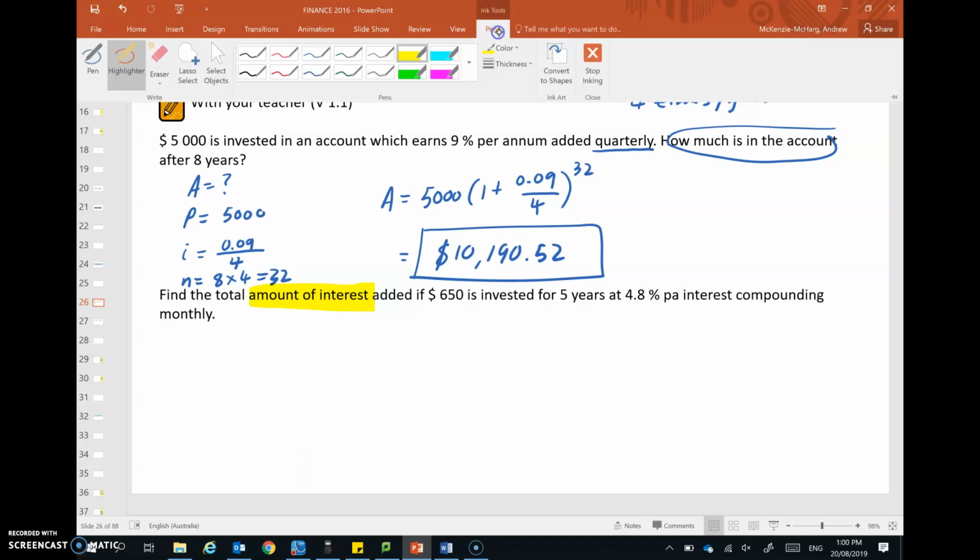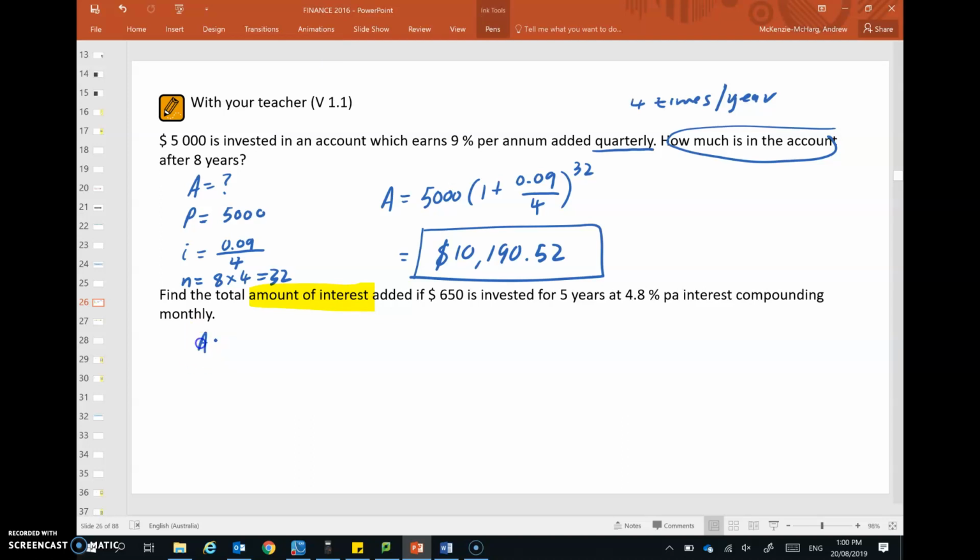Okay, I'll have a go at this. So the A value is what we're trying to find essentially. Not exactly, but we need that to get the amount of interest. So the principal, we start off with $650. The interest rate is 4.8%, 0.048. Now this one's monthly, so that's 12 times each year. So this time we divide by 12. And same with the N value, we've got 5 years, 12 times per year. So 5 12s, 60 periods altogether.